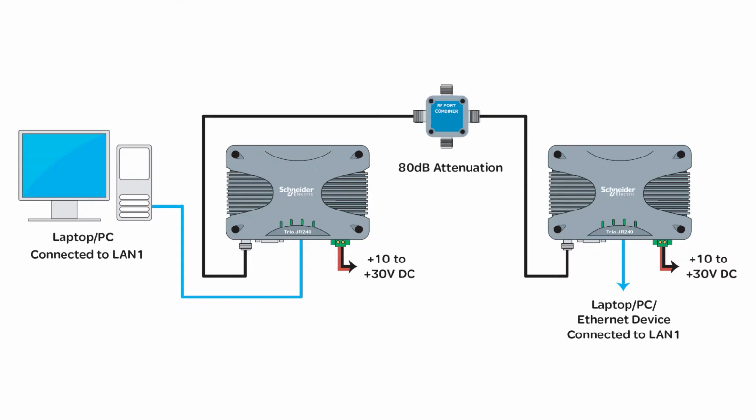Apply DC power to the radios. The radio will begin a boot up process. This process can take up to 2 minutes. Once the boot up process has completed, the PWR LED should be solid green.